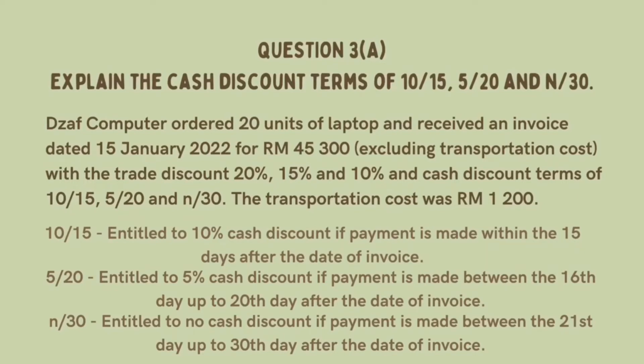Question A. Explain the cash discount terms of 10/15, 5/20 and N/30. 10/15 means entitled to 10% cash discount if payment is made within the 15 days after the date of invoice. 5/20 means entitled to 5% cash discount if payment is made between the 16th day up to the 20th day after the date of invoice. N/30 means entitled to no cash discount if payment is made between the 21st day up to the 30th day after the date of invoice.